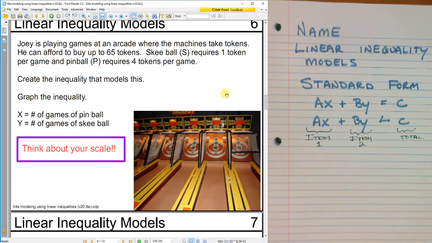So here we go. We have Joey. He's playing games at an arcade where the machines take tokens. He can afford to buy up to 65 tokens. Skee ball is 1 token. Pinball is 4 tokens. We can model this, and then we're going to graph it.